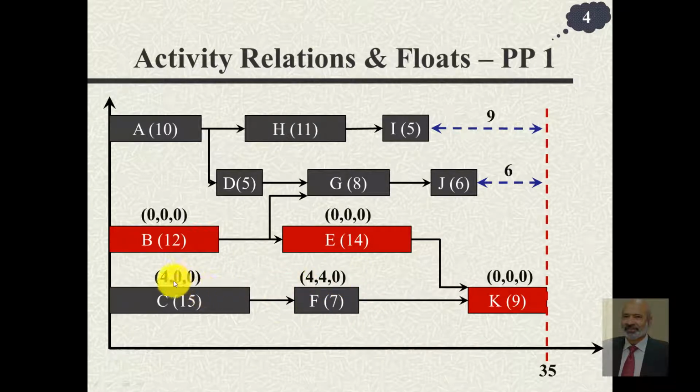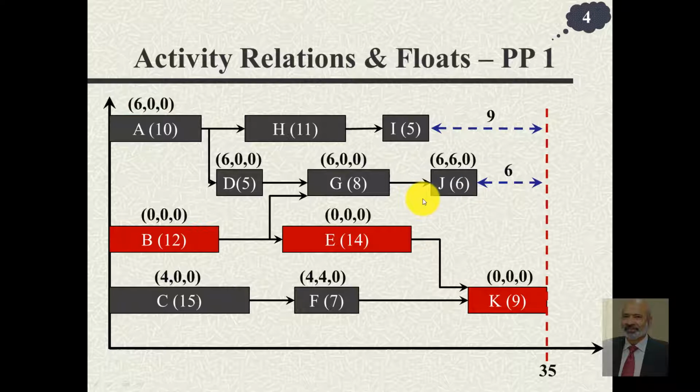On the other hand, the activity C has a total float of 4, but if we want activity F to avail its float, then this activity C cannot be delayed, and so its free float is 0. And obviously, if its free float is 0, then its independent float will also be 0.